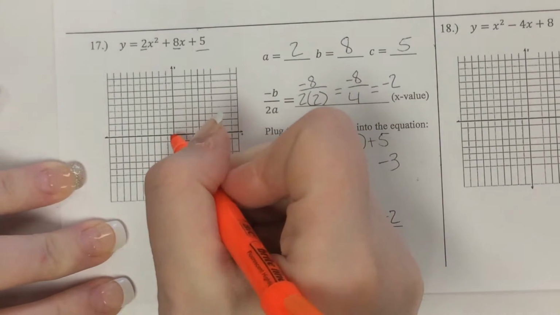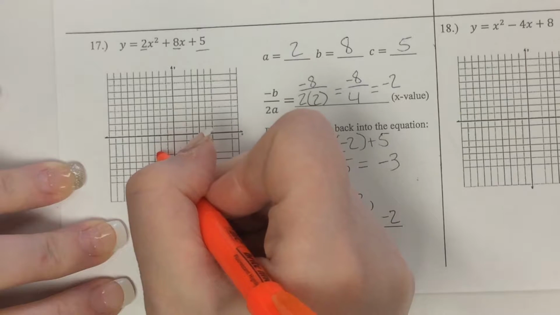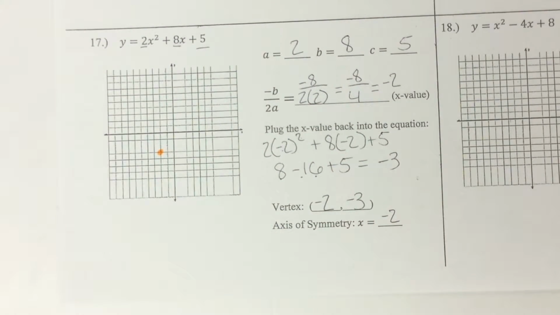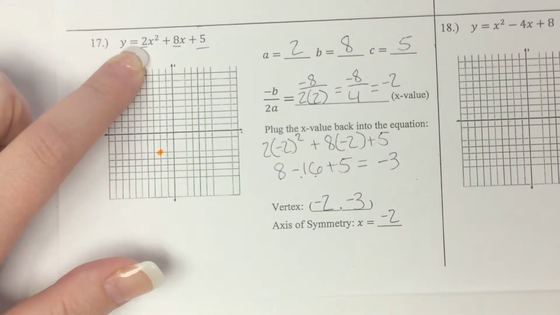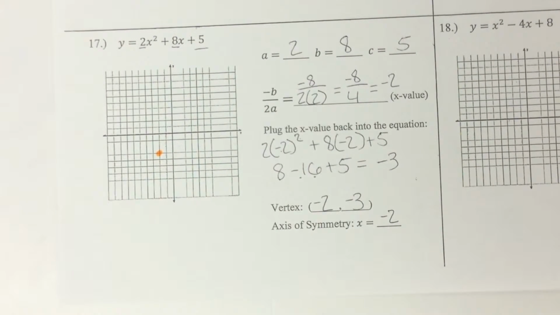-2, -3. So start at the origin. Left 2 and down 3. 1, 2, 3. There's the vertex. Okay, I'm looking at A, and it's positive, so that means it's going to smile, but it's 2, so that means it's going to be narrow. We should have a really narrow parabola, so we got to be careful with this one.